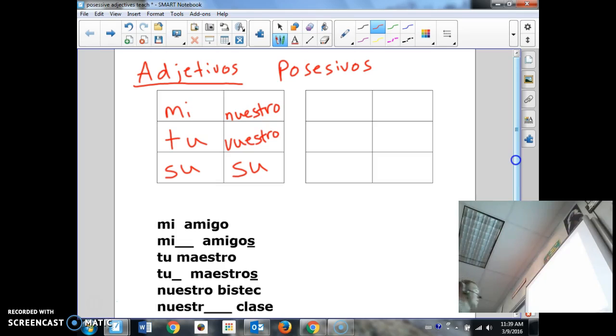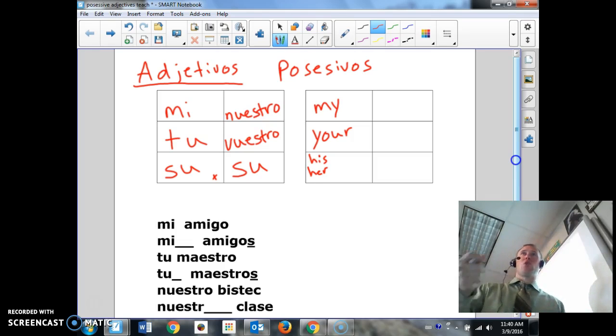So now let's translate these words. Possessive adjectives. My, your. This is a problem here. We have 3 translations for this su right here. Okay, you ready? So it can mean his or her. And if we're talking to someone and we want to show respect to them, principal walks in, we want to say, your tie looks nice. We would say su corbata. So this can mean your formal.